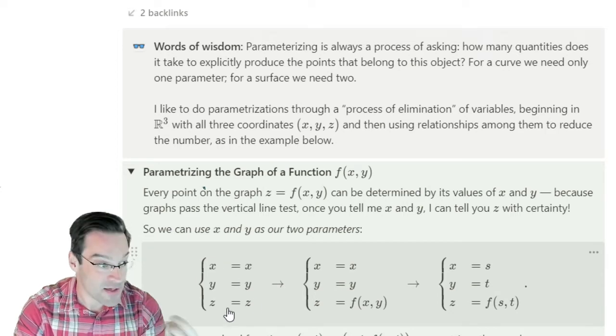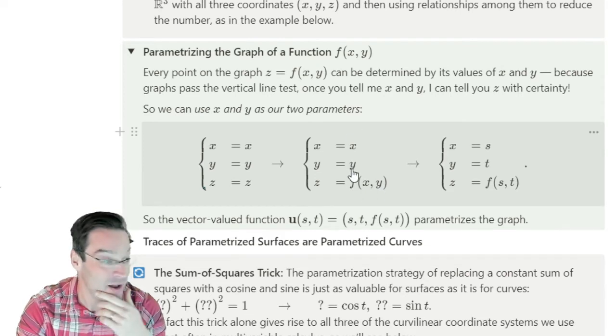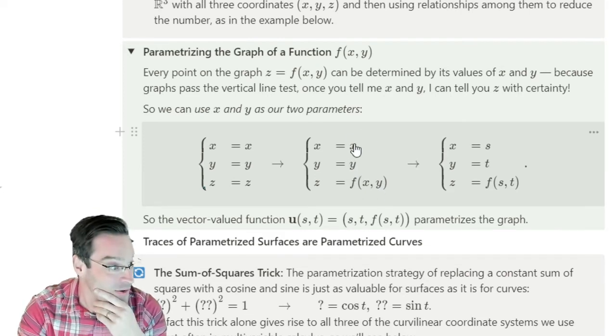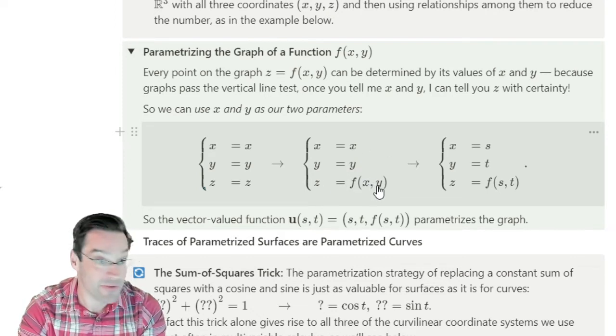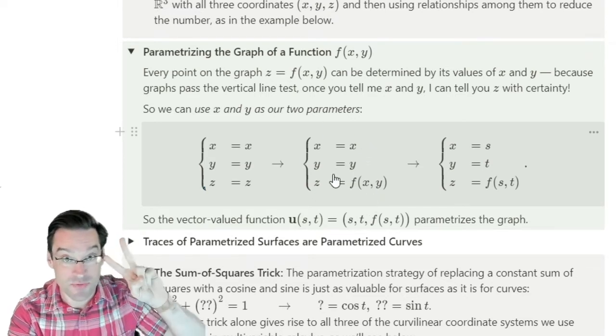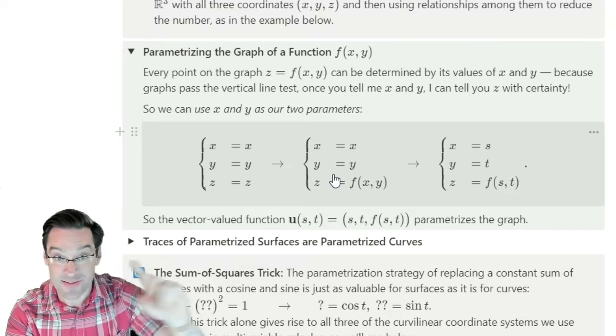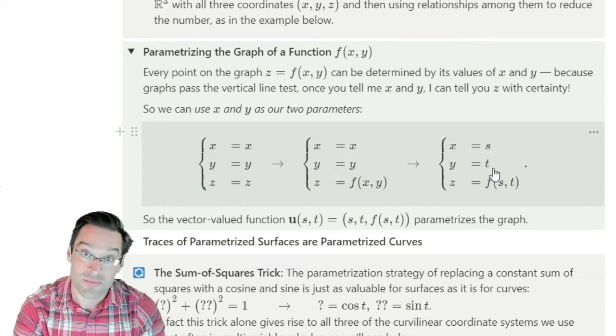And the relationship that exists among x, y, and z for the graph of a function is that the z value is equal to f of the x and y values. And so that means that I can get the z out of the right-hand sides of my equation here just by replacing it by f of x and y. And once I've done that, I now have the whole right-hand sides of this parameterization expressed in terms of two quantities, x and y. And so I will just make x and y my parameters, s and t.